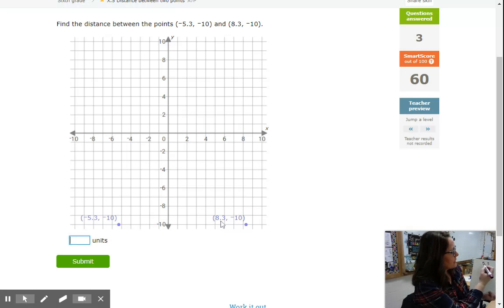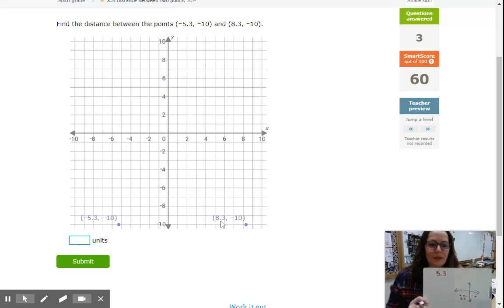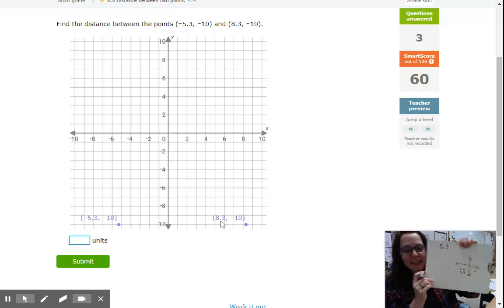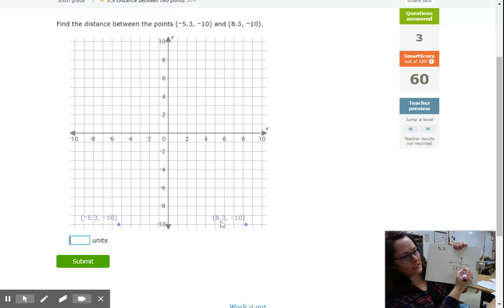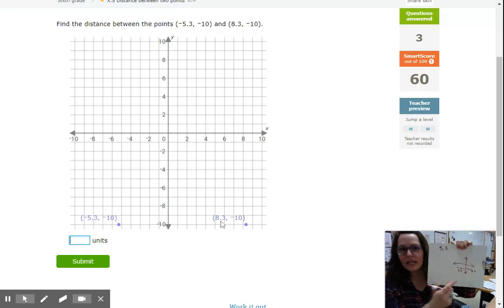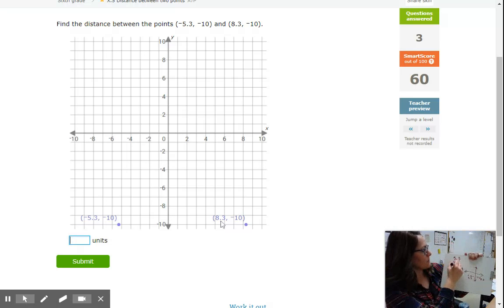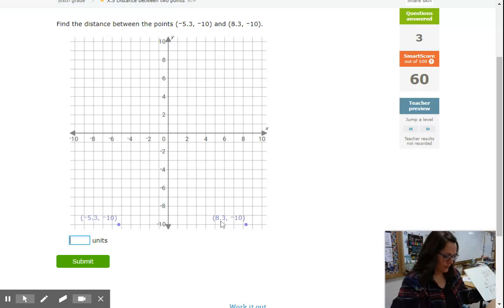So 5.3 is my lovely picture. So we're here to here. So we went this way, 5.3, the absolute value of how far you went that direction, okay? And then this direction, it says we go 8.3, absolute value of that direction. Now add those two amounts together. Remember to line up your decimals. 13.6. So let's see if we can get this one right.